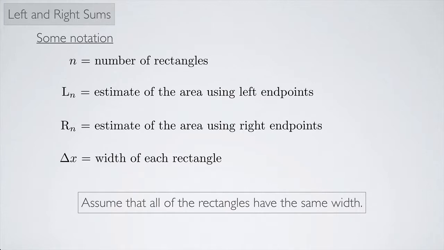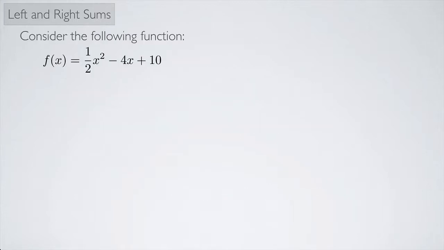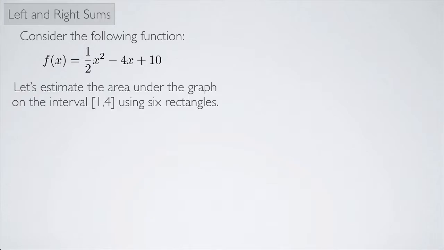So let's look at an example. Consider the following function. f of x equals 1/2 x squared minus 4x plus 10. So the first thing we should do is try and graph this. We're looking for the area under the graph on the interval 1 to 4, and we're going to use 6 rectangles. So let's graph this function.